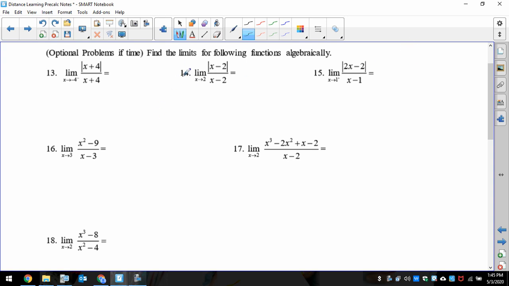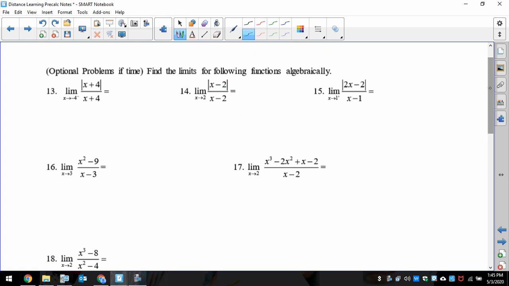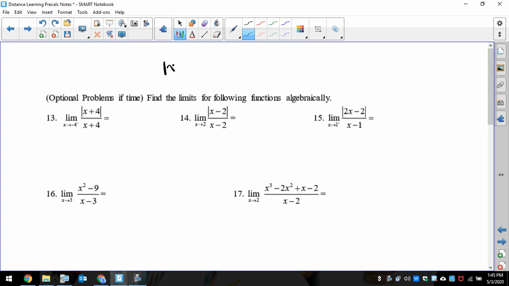So what we want to do is first define the piecewise function for the absolute value of x minus 2. So we just did this, except with x minus 3, so it's going to look very similar. It's x minus 2 if x is bigger than or equal to 2, and it's negative x minus 2 if x is less than 2. So let's go ahead and do the one-sided limits here.